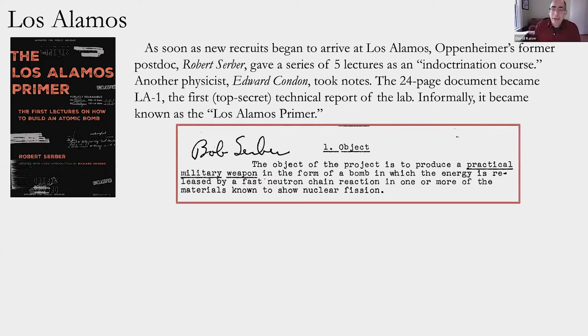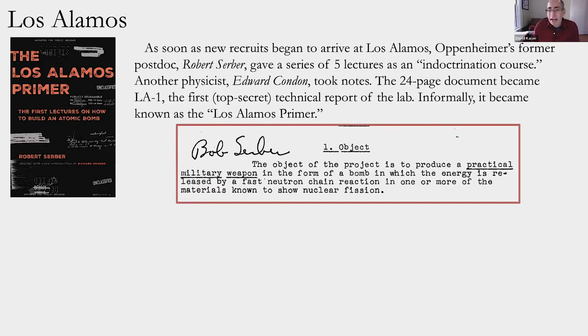There was another physicist, Edward Condon, who took notes and typed them up. And this 24-page document became literally the first technical report of the laboratory. It was classified immediately. It was a top secret report. This was Los Alamos Report 1, of which there would be thousands, in fact, probably tens of thousands to follow. Informally, it became known as the Los Alamos Primer. Decades later, it was declassified and published. And in fact, you can just download the PDF of the original typescript on the web. It's not hard to find.